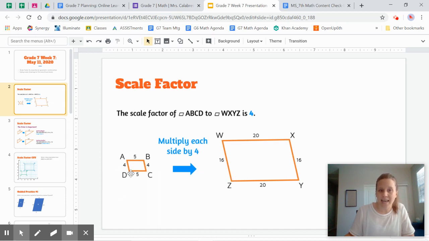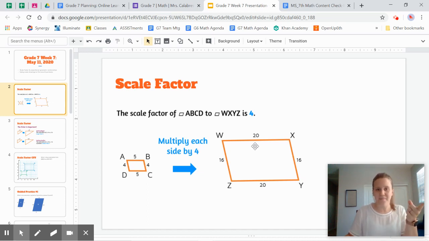So side AD is 4, side WZ, we call that the corresponding side, is times 4, 16. Same thing with side AB. Side AB corresponds to side WX. Side AB is 5, times 4 is 20. Okay, this is called a scale factor.